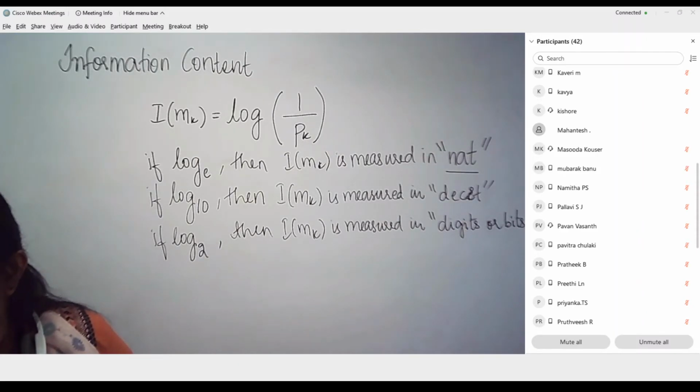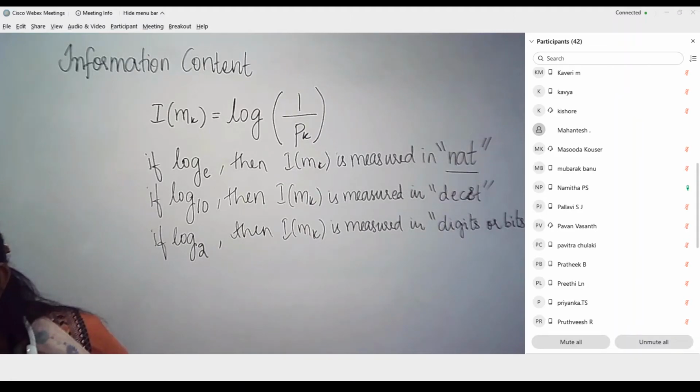So based on the information calculation, we will solve one problem and then we can wind off for today. I guess you have understood till here. No doubts? Yes or no? Please tell me. No, ma'am. Okay.